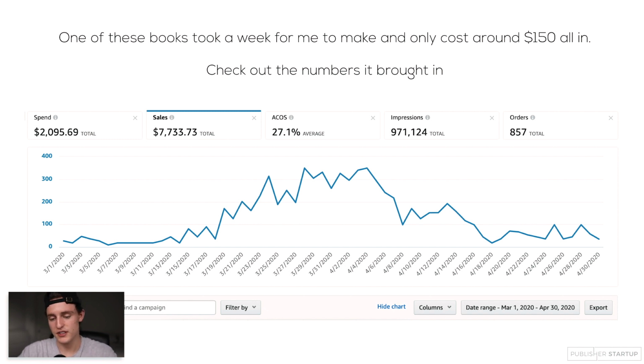It's because April was obviously the major hotspot for when kids were out of school, and March and April. So it did good during that time, but then it went back down. You can see how it peaked and it trended. So that was the DIY book.